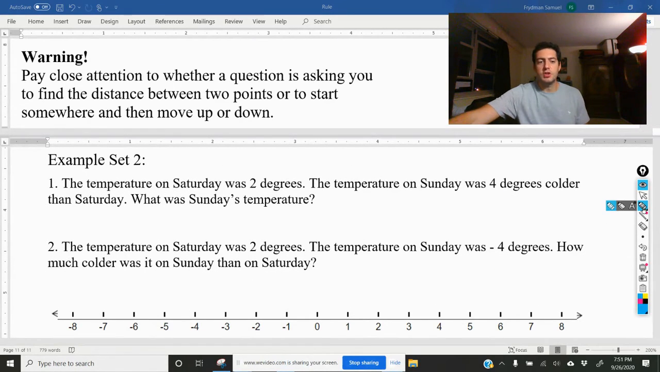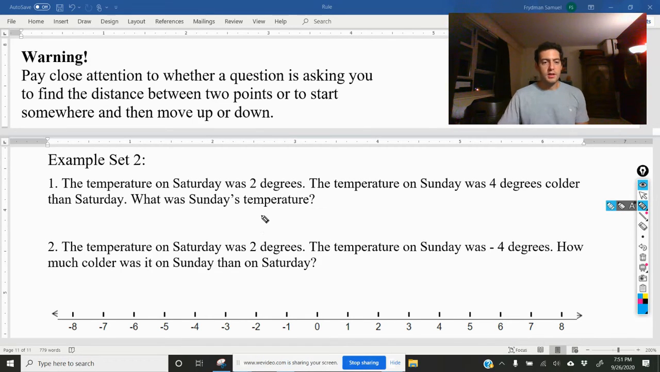Okay, so example set 2. The temperature on Saturday was 2 degrees. The temperature on Sunday was 4 degrees colder than Saturday. What was Sunday's temperature? So for this problem, I want you to think for yourself for a second before I tell you, is this question asking me to find the distance between 2 points? Or is this question asking me to start somewhere and then either move up or down? Or I should say, since the number line is horizontal, right or left. Okay?